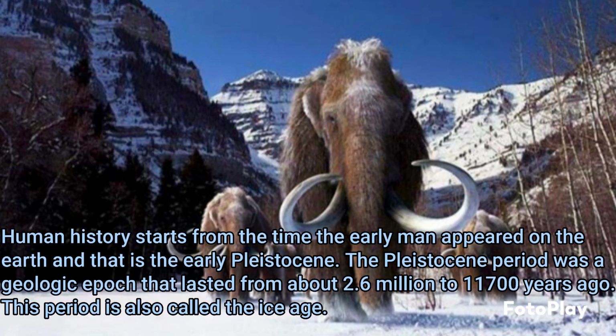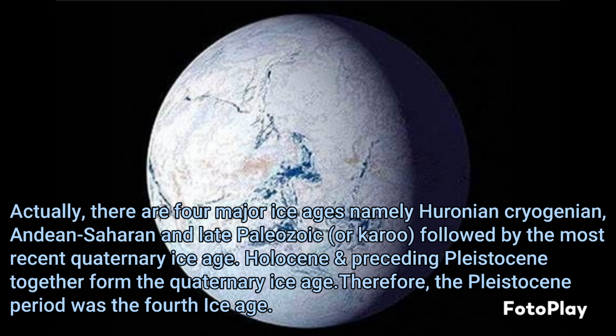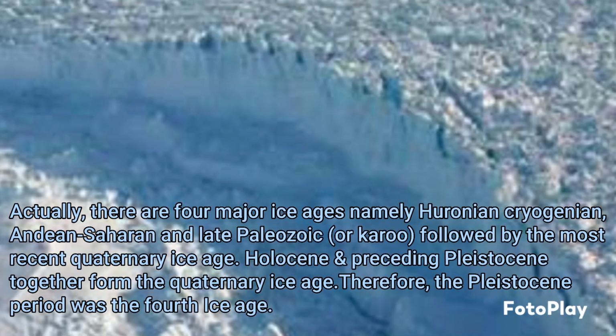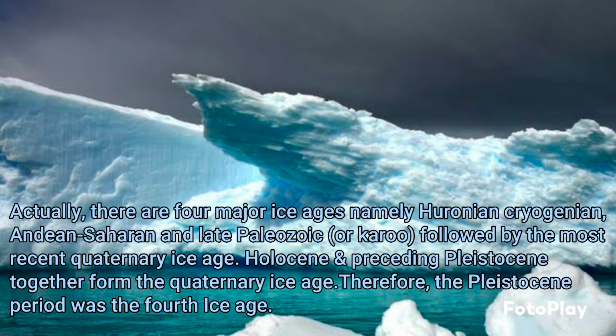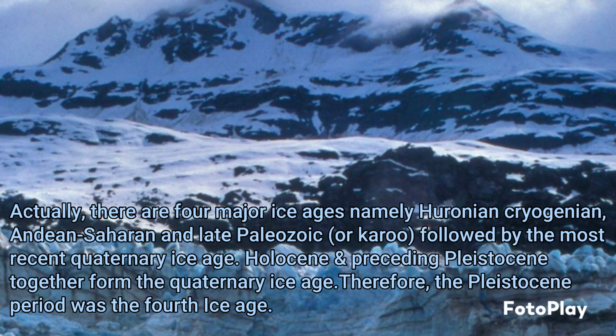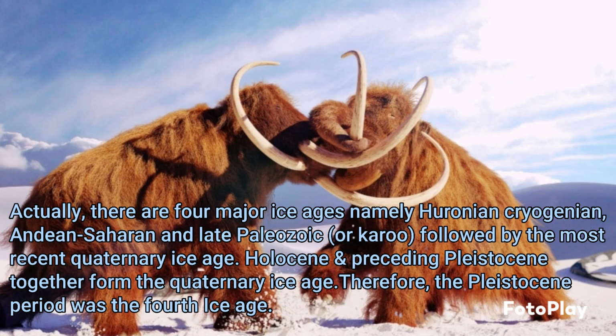Human history starts from the time the early man appeared on the Earth, and that is the early Pleistocene. The Pleistocene period was a geologic epoch that lasted from about 2.6 million to 11,700 years ago. This period is also called the Ice Age. Actually, there are four major ice ages, namely Huronian, Cryogenian, Andean-Saharan, and Late Paleozoic, or Karoo, followed by the most recent Quaternary Ice Age. Holocene and preceding Pleistocene together form the Quaternary Ice Age. Therefore, the Pleistocene period was the fourth ice age.